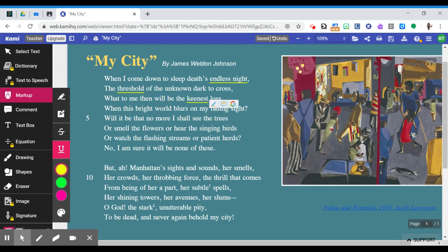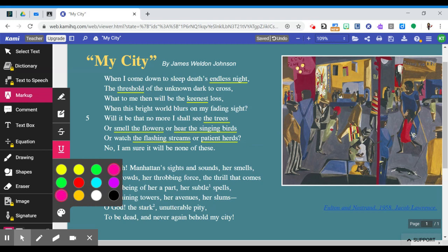When this bright world blurs on my fading sight, will it be that no more I shall see the trees? So the trees are part of the natural world, right? So he's considering that perhaps he will no longer get to see the trees. And is that what he's going to miss the most? I don't think so. He considers the smell of the flowers. He considers hearing the birds sing. He considers the flashing streams or the patient herds of perhaps animals. But then he says, no, I am sure it will be none of these. So he answers his question by asserting that it is not going to be anything of the natural world.